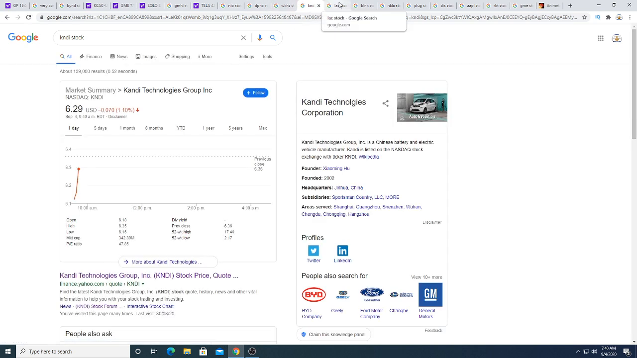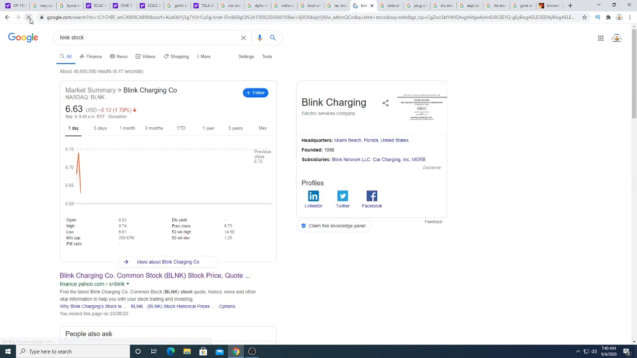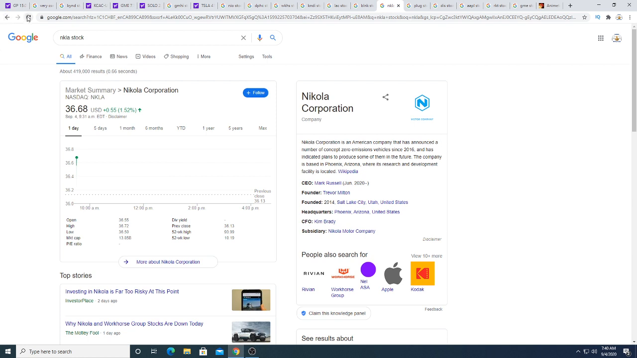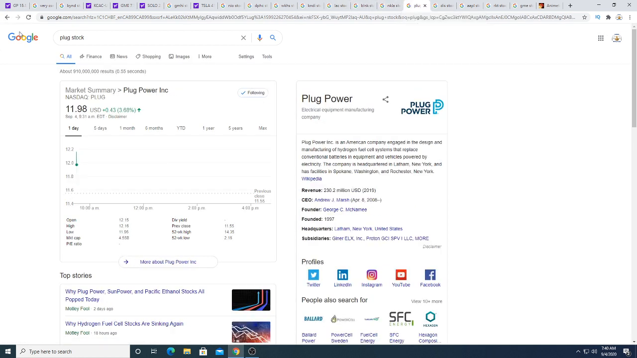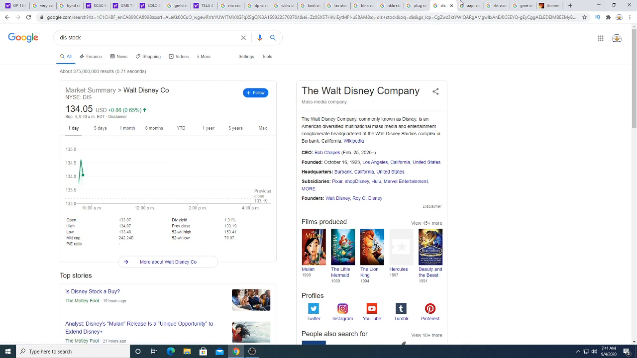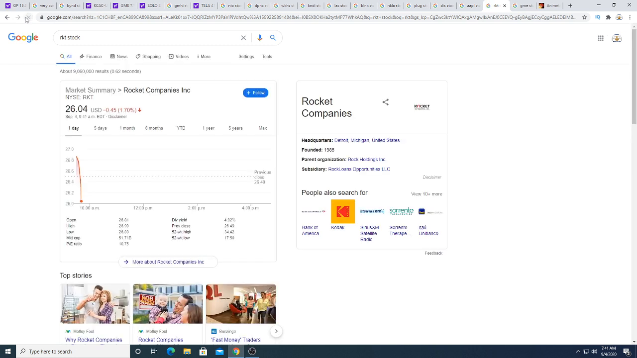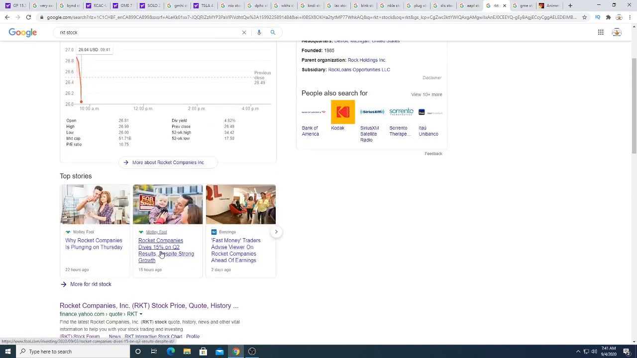Candy stock is recovering a little bit this morning. Lithium American Corp is up 4 cents. Blink is down 12 cents. Nikola is up 7 cents. Plug Power makes no sense in my mind. The market cap makes absolutely no sense, but hey, that's just the reality of it. Disney is up 86 cents this morning. Apple is up $1.52. Rocket Company is down 4 cents. It's not too bad, but it is what it is.